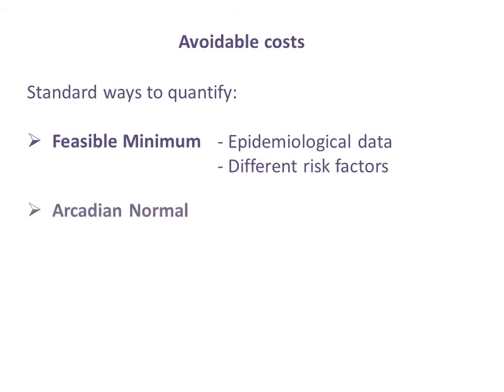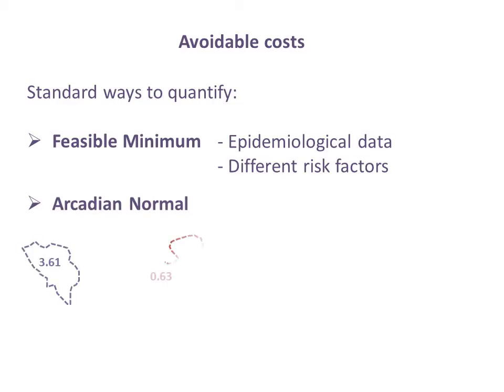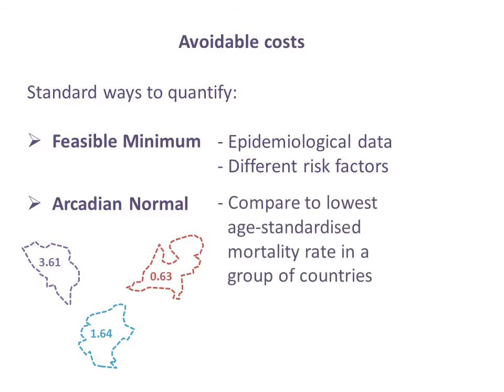The Arcadian normal, which is defined as the lowest age-standardized mortality rate for each cause of death within a group of countries with genetically similar populations and comparable living standards. It is estimated how many lives would be saved if mortality rates in a given country were equal to the lowest ones among the compared countries.